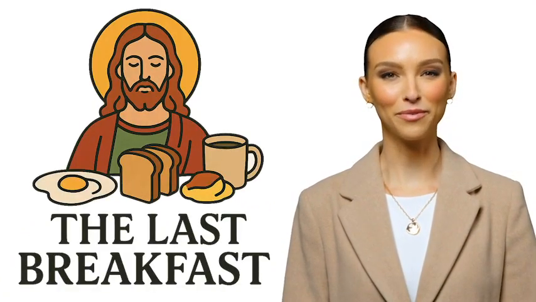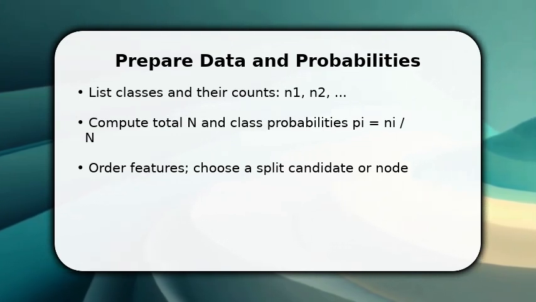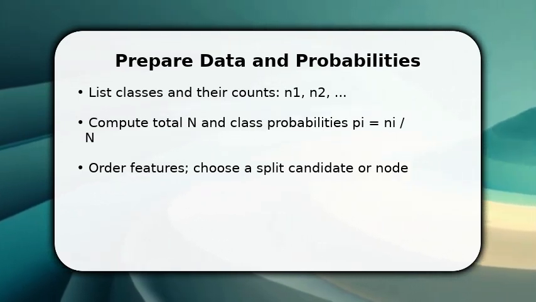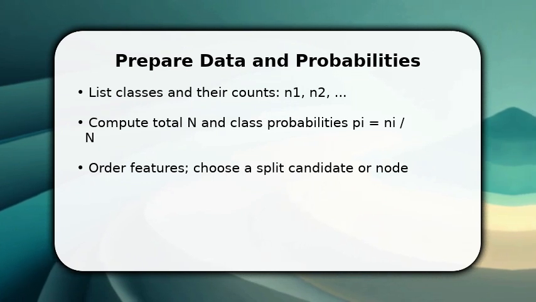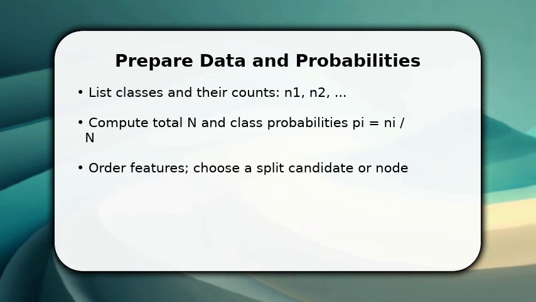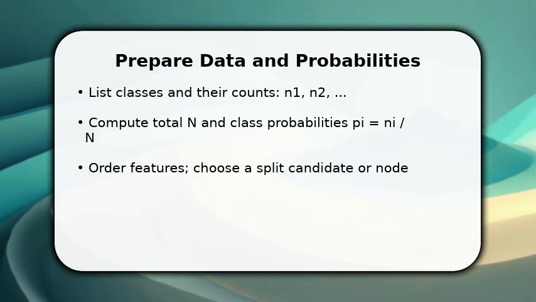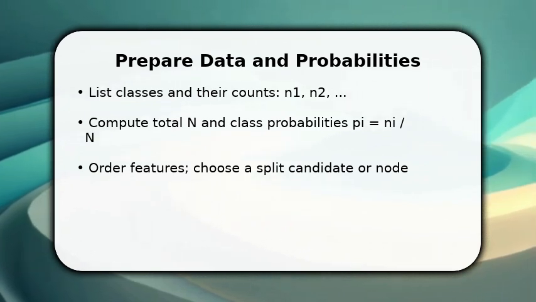Please enjoy the video. You start by getting your class counts and converting them into probabilities. This is essential. First, list each class count and compute n, the total. Then divide each count by n to get pi for every class. Once done, pick the node or split you want to evaluate. That determines which subset's probabilities you'll use.